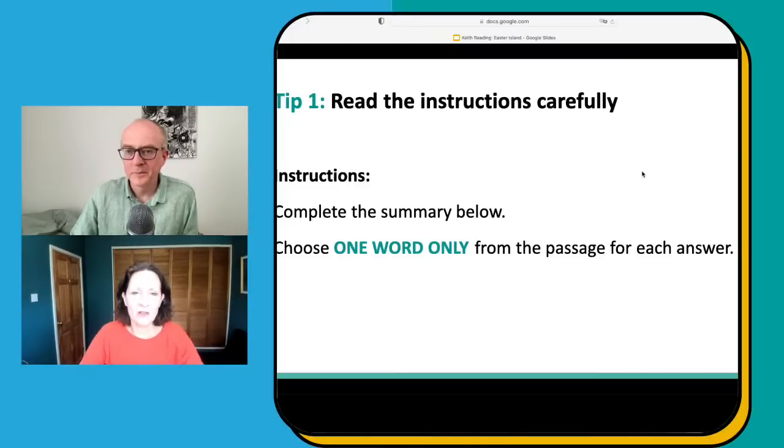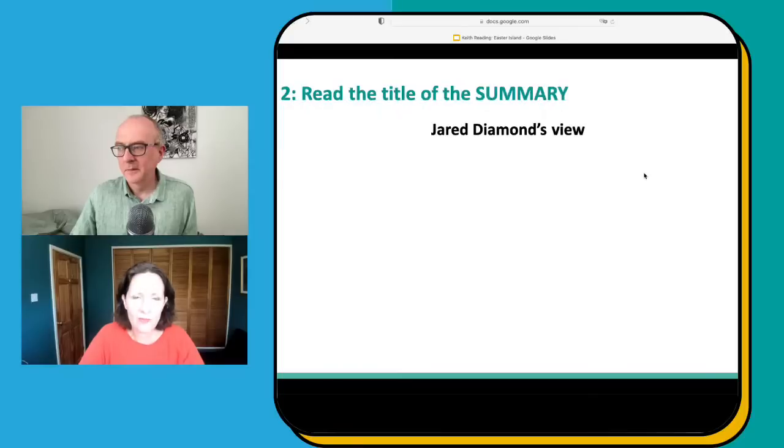Okay, makes sense. So let's look at the next tip, which is always to look at the summary title. So, can you see that summary title? What does it give us to help us find that information in the long text?